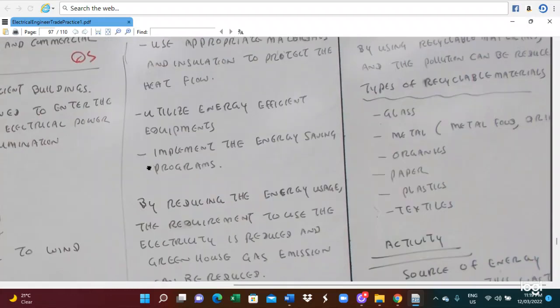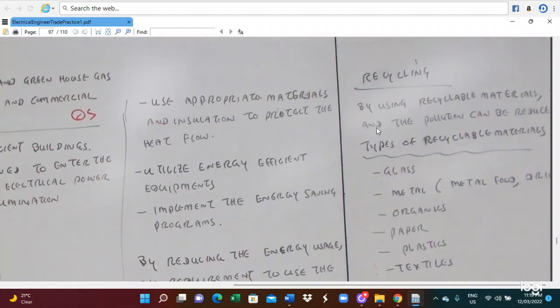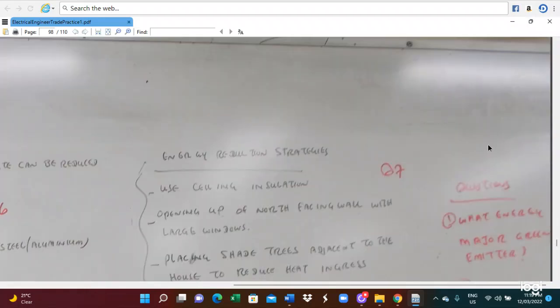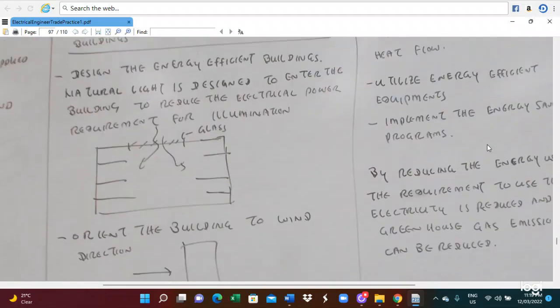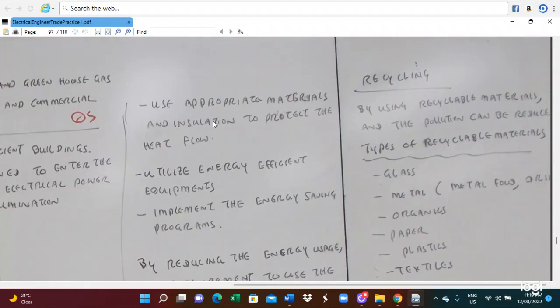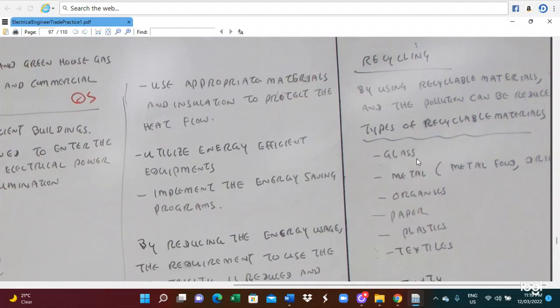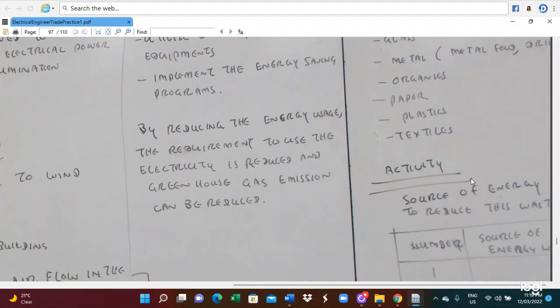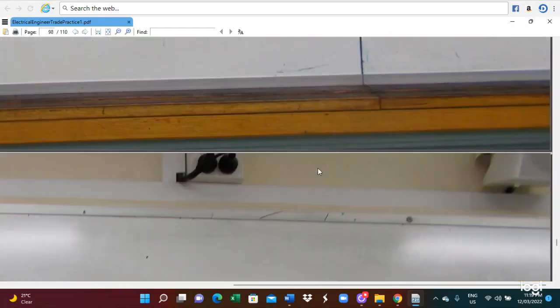So we also have to find a recycling system. Recycling means that we use an appropriate recycling system. We use recyclable material and we have to reduce the pollution. The types of recycling materials are glass, metal, organic, paper, plastic, and textile. So those are important aspects of the energy efficient building system.